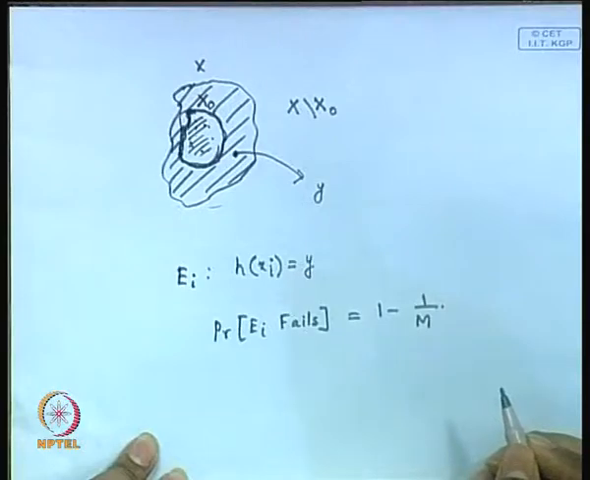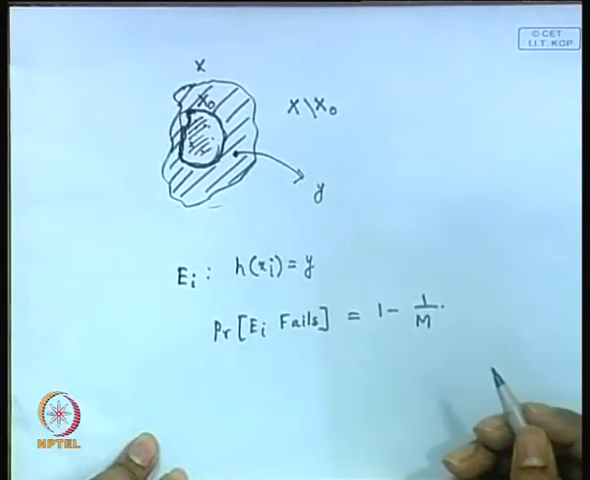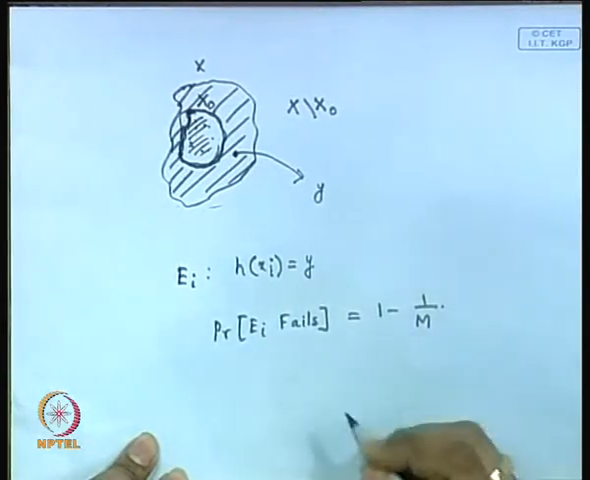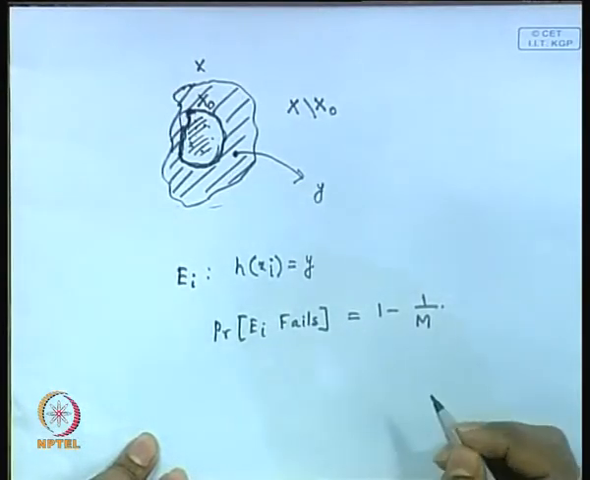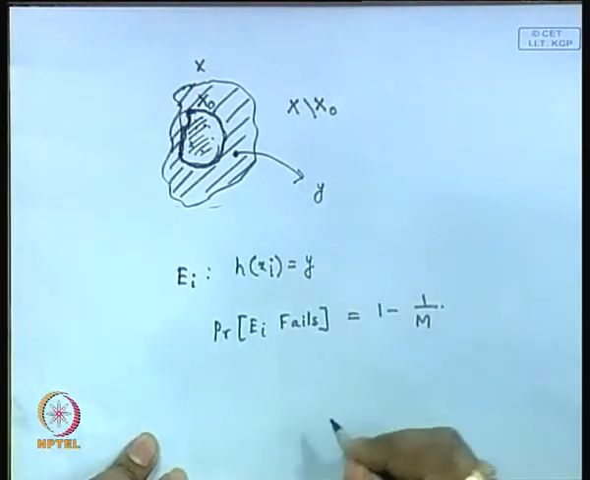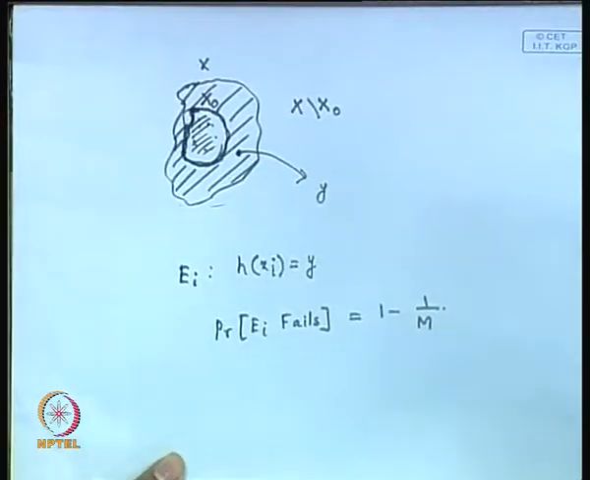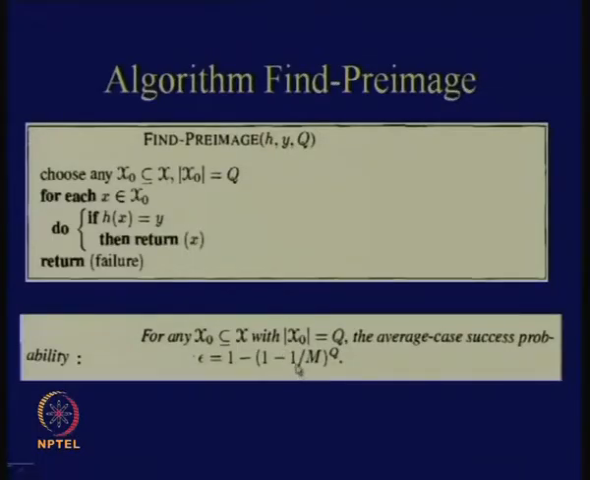Now, from my independence theorem, for all the q queries, if they fail, then essentially the probability of failing will be (1 minus 1 by m) whole to the power of q. And then if I have to be successful, then it will be 1 minus that value, right. So, therefore, the success probability in the average case will be 1 minus (1 minus 1 by m) whole power q. So, this is quite straightforward.